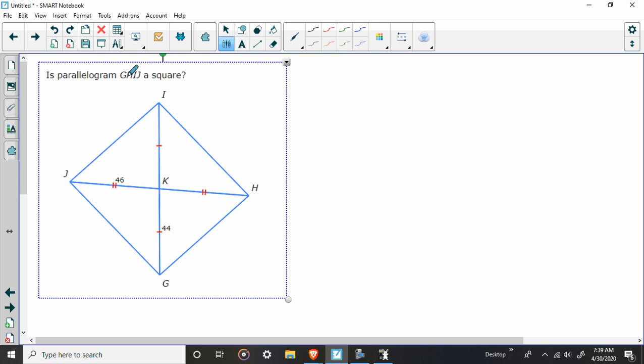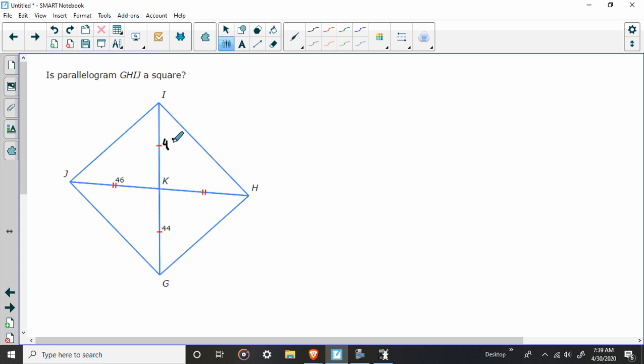Is parallelogram GHIJ a square? No, right? This is clearly just a parallelogram. So we know that these are 44 and 46. Therefore, I definitively know that my diagonals bisect each other, but they are not equal to each other. It is not a rectangle since they are not congruent to each other. It is definitely not a square.